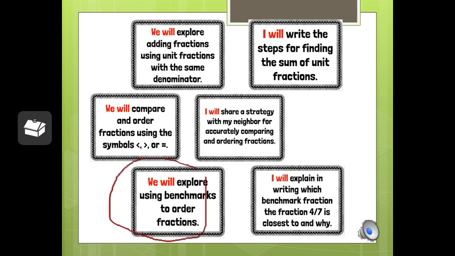And then the last one, we will explore using benchmarks to order fractions. And then the I will statement, I will explain in writing which benchmark fraction, the fraction 4/7, is closest to and why. This is one of the hardest things that we do using the benchmark fraction, so we'll spend probably a couple of days on this. But that's it from the end and then really to the beginning as we start out with what we want accomplished for each lesson.